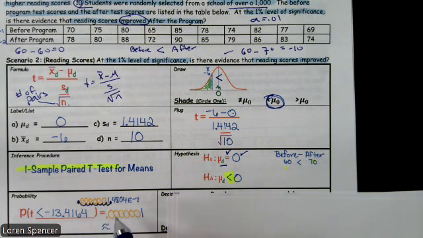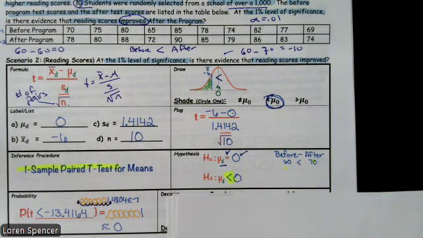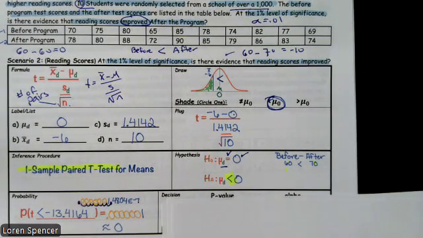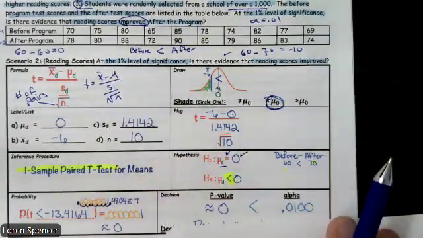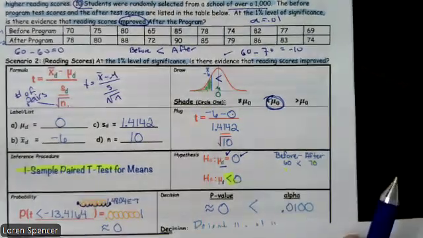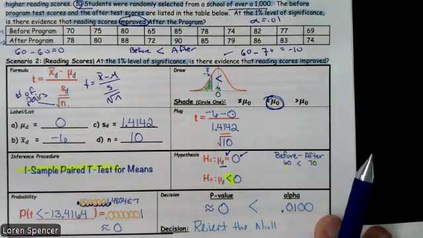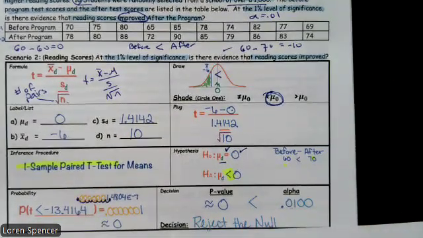Well, the rule of thumb is as soon as you get to 4 zeros in a row, we say it's approximately 0. All right? So this is approximately 0. So our p-value is 0, and our alpha was 0.01. Well, 0 is definitely less than 0.01, so we're going to reject the null. All right? So that's our decision.